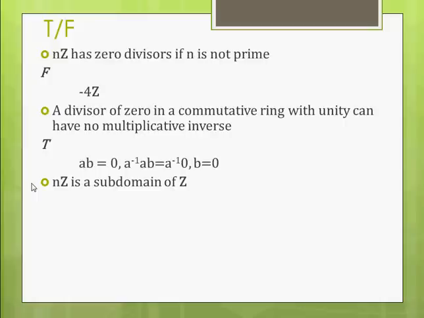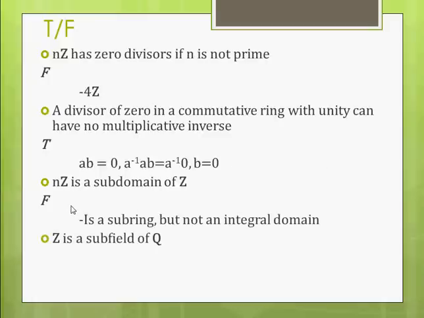nZ is a subdomain of the integers. Well, it's using the term subdomain. It's kind of joining two words, subring and integral domain. So is nZ, what do you think? Is nZ, like the multiples of Z as rings, it is a subring, but is it an integral domain? And it's not, because they don't have the multiplicative identity, right? Like the set 4Z doesn't have the multiplicative identity. So it's not an integral domain.